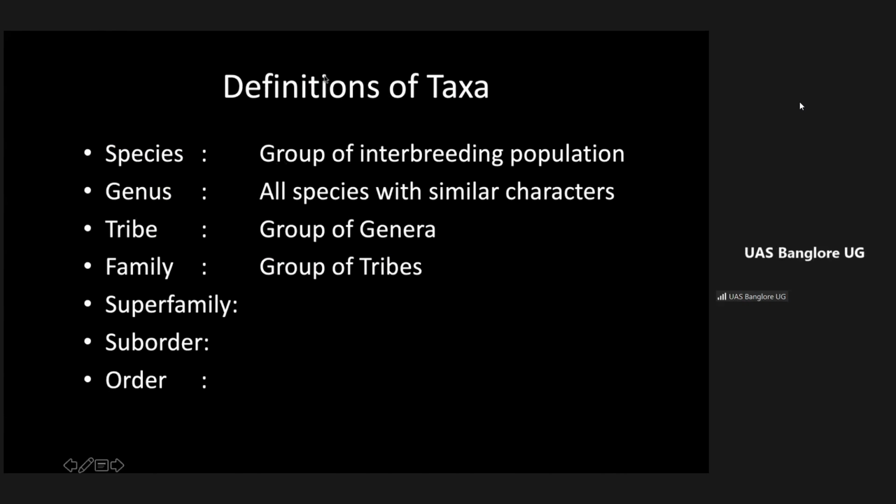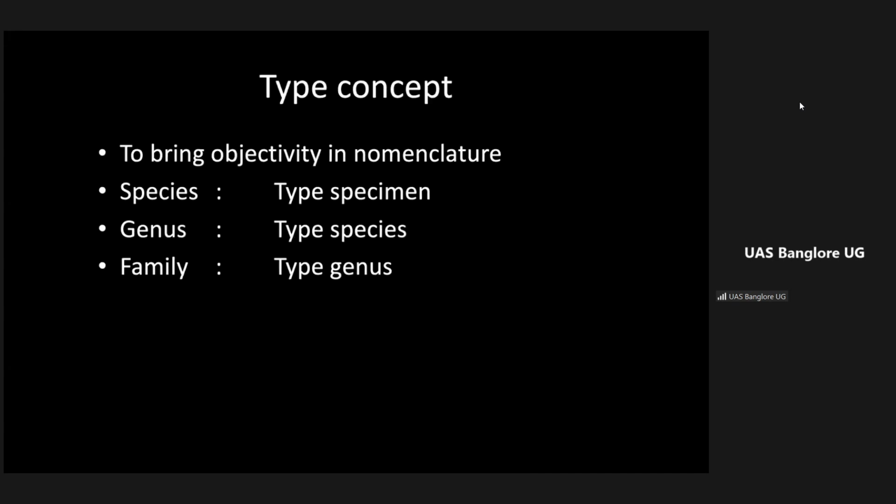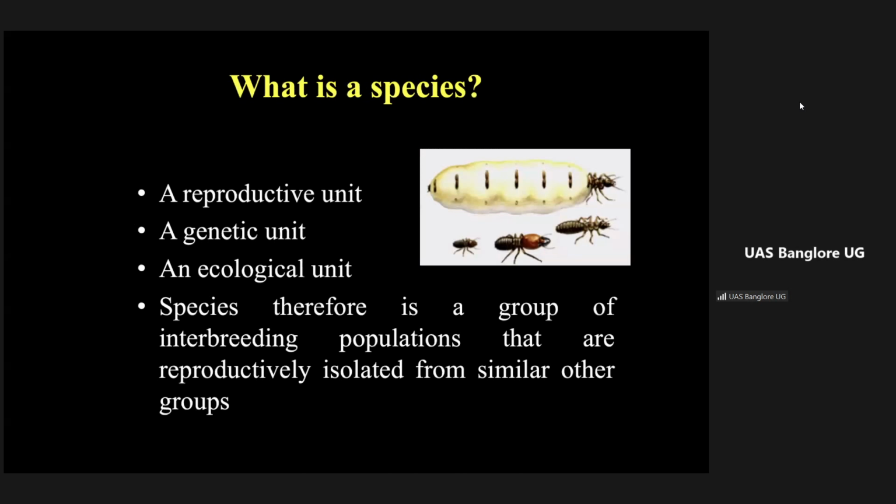Okay. So there are a few definitions which you should know. Species: a group of interbreeding population. Genus: all species with similar characters. A group of genera is called a tribe. Family is nothing but a group of tribes. So this is how we define species, genus, tribe, and family. Then, coming to the definition of a species.